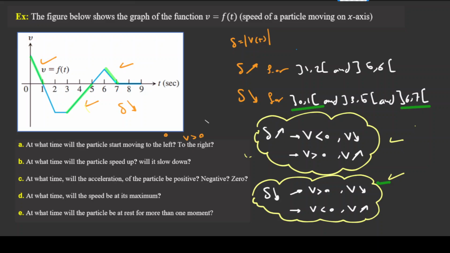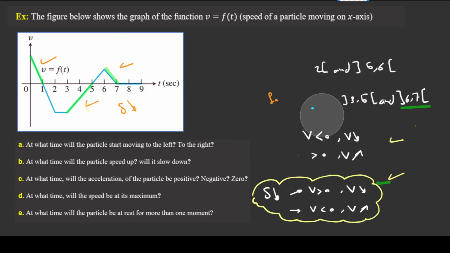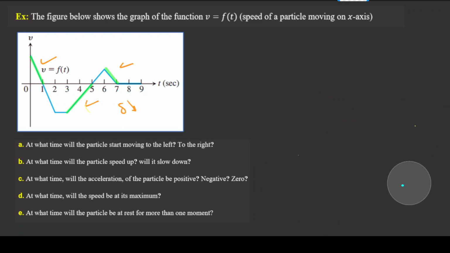Okay guys, let's solve part C. At what time will the acceleration of a particle be positive, negative, and 0? I'm just going to erase this. At what time will the acceleration be positive? Will the acceleration be negative? Will the acceleration be 0?